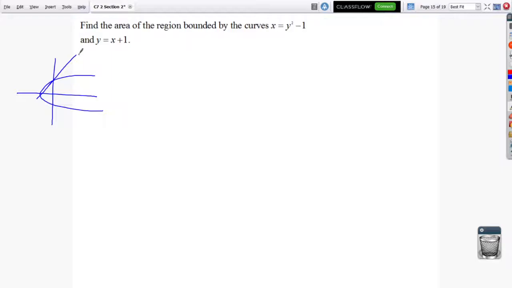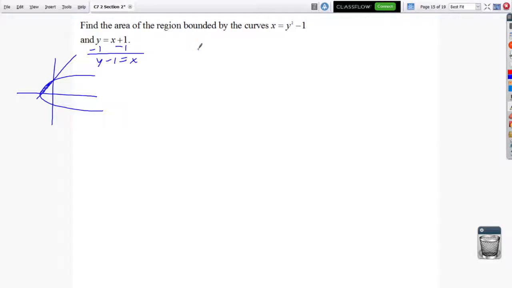I now know that I want to find my points of intersection. I can't set these equal to each other because I've got x equals and I've got y equals. So here I'm going to have to start by subtracting 1 so that I can get y minus 1 is equal to x. So now I have two functions where x is solved. I can clearly see that I want to draw in horizontal strips there.